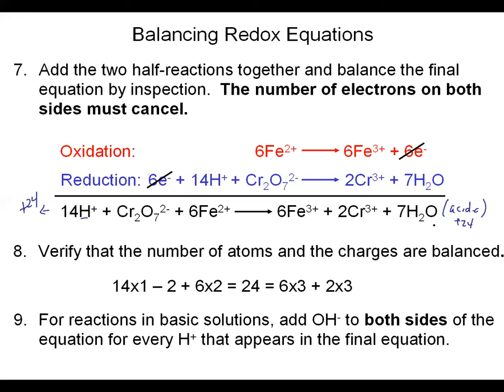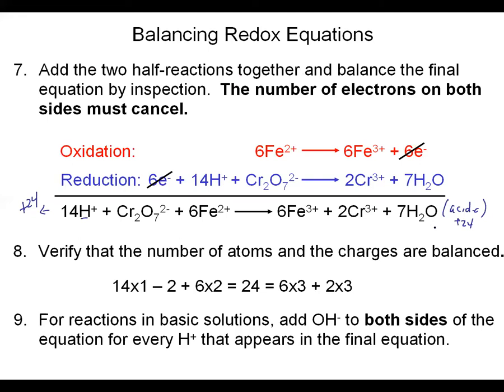So in the equation that we have above, if we were to balance this in basic conditions, we would look at it and say, on the left-hand side, I see there's 14 H pluses. That means I need to add 14 OH minuses, not to just one side, but to both sides. What's going to happen when you do that is, on one side, you'll have 14 H pluses and 14 OH minuses. Those are going to make water.